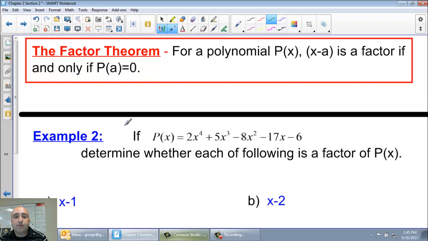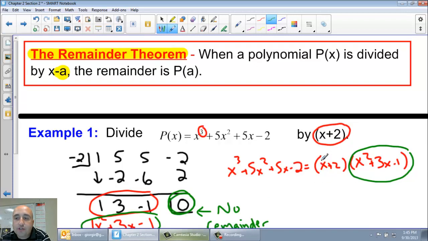So only if the remainder is equal to 0. So it's a factor if the remainder is equal to 0. So if we go back here, x plus 2 is a factor because the remainder was 0. Okay, so that's what that means.